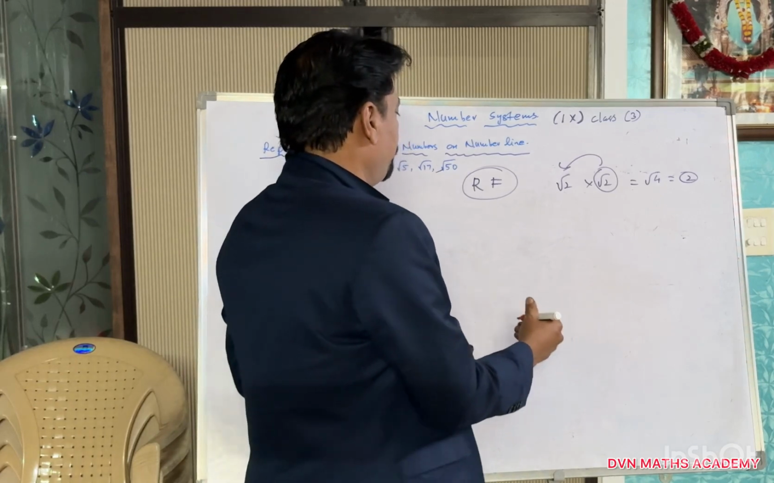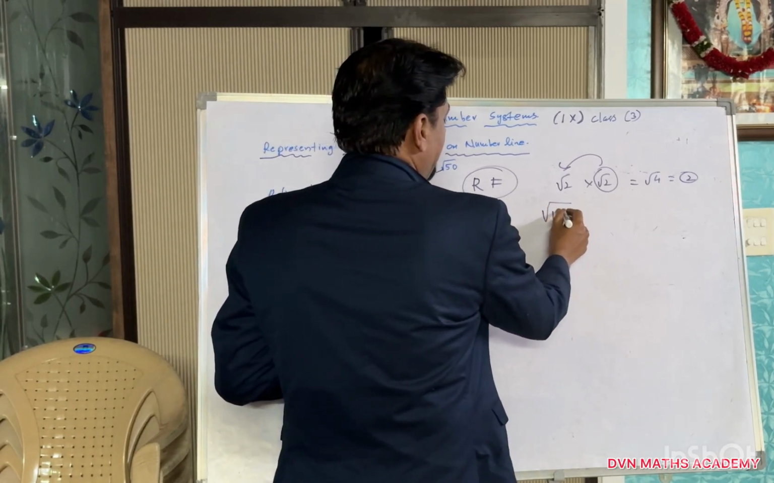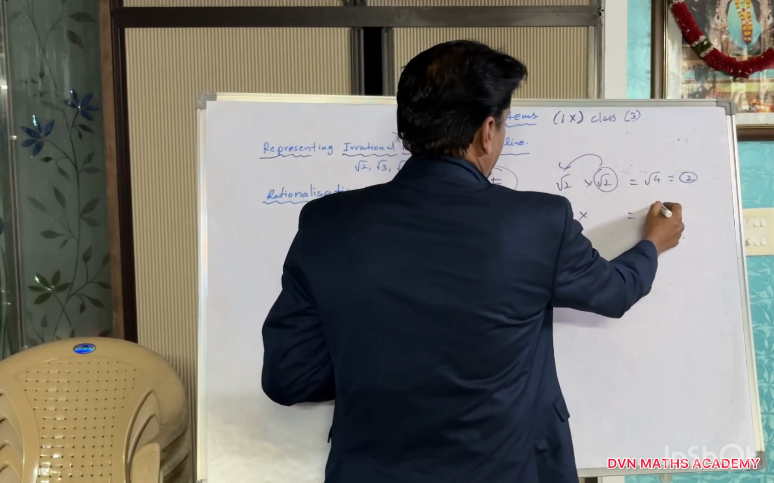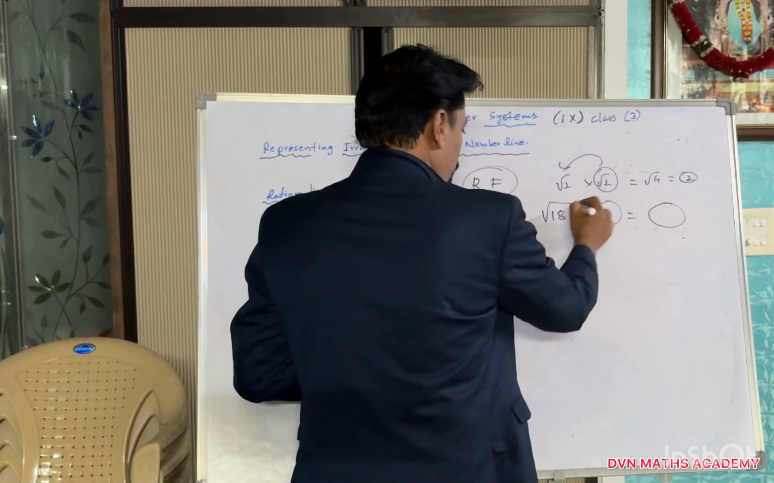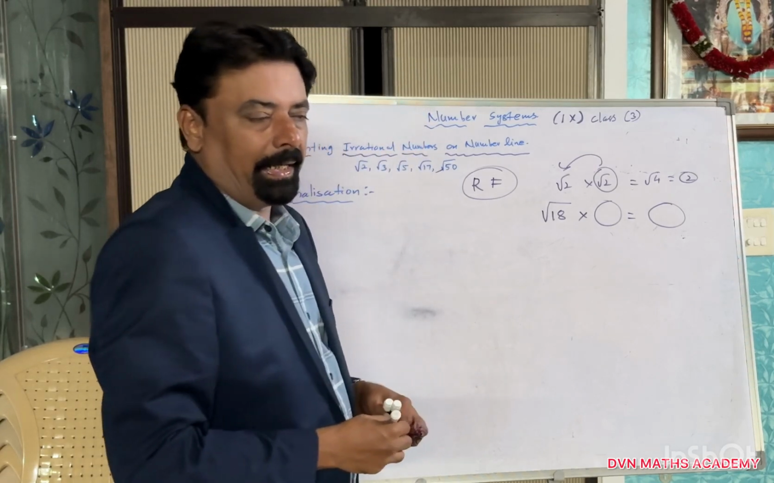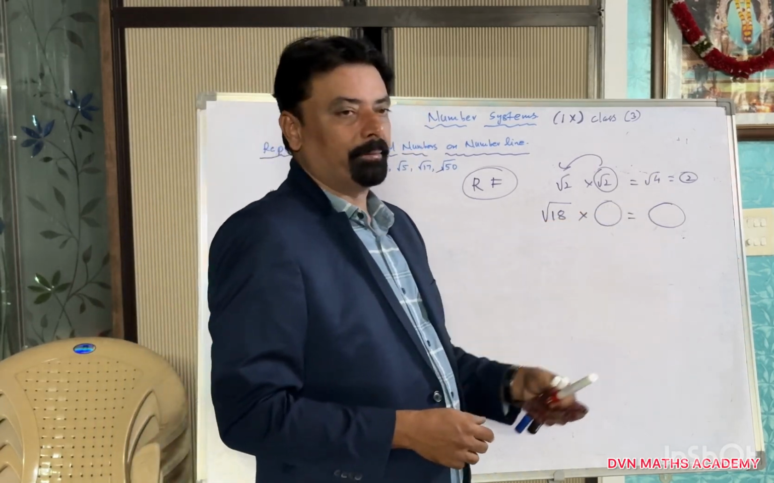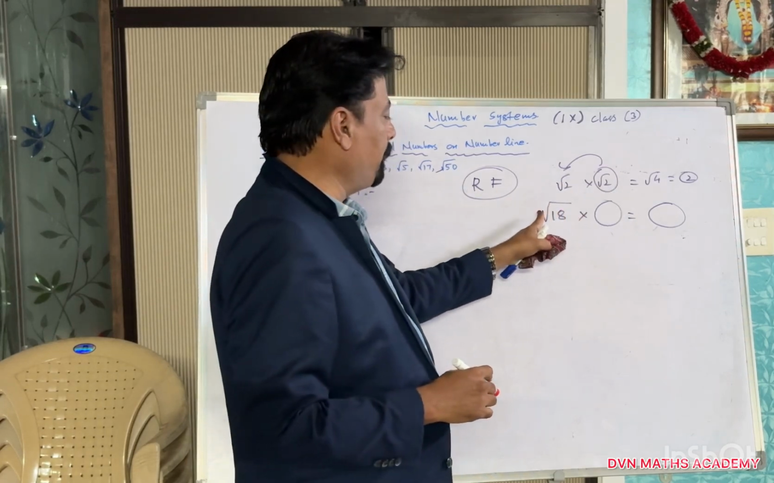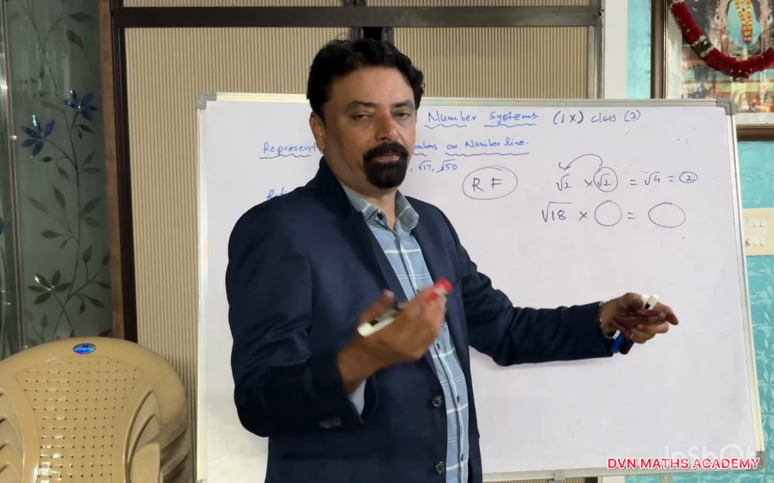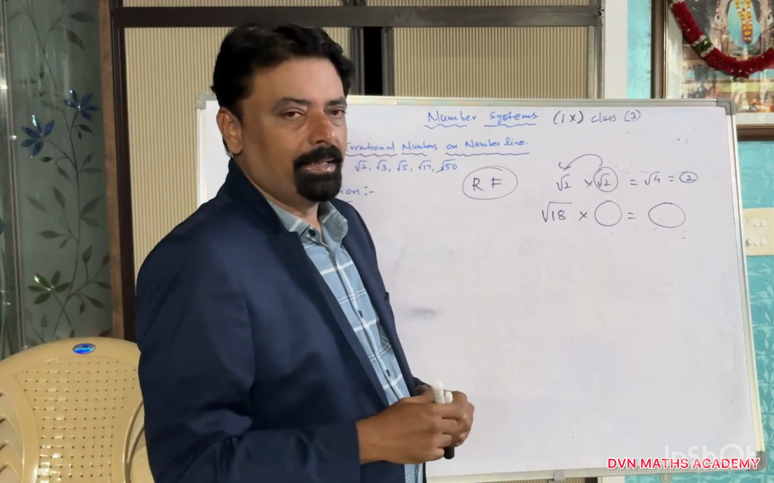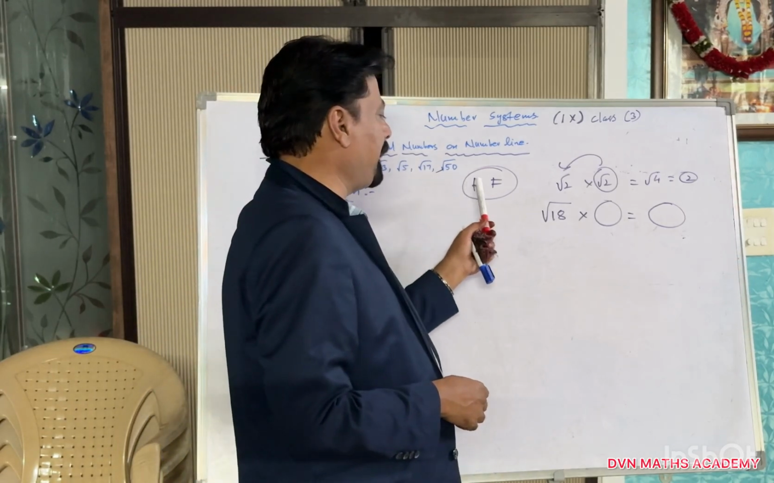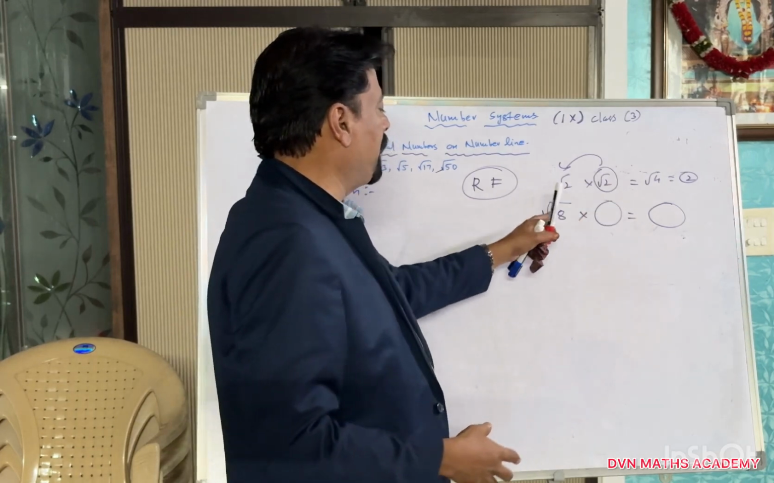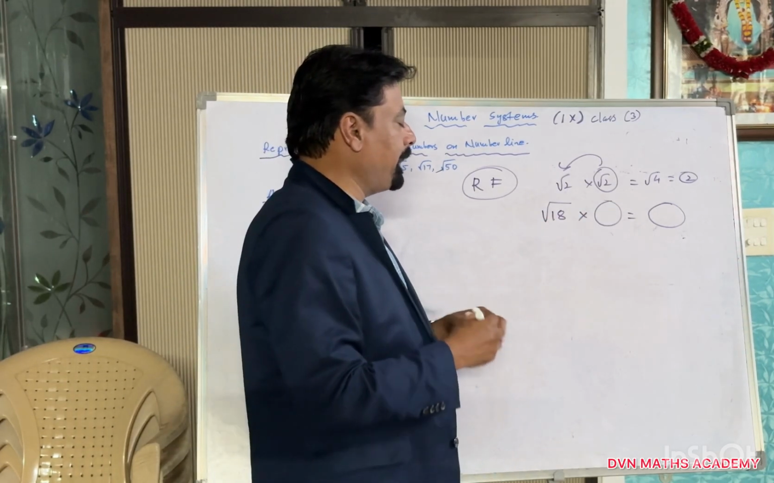For example, here root 18 is there. So with what do I want to multiply to make it a rational number? Many students will say root 18. That's all. If you multiply with root 18, it becomes 18, therefore it is a rational number. Yes, you are right. But here, while writing the rationalizing factor, you want to take the least number to multiply with this. For example, root 18 is there.